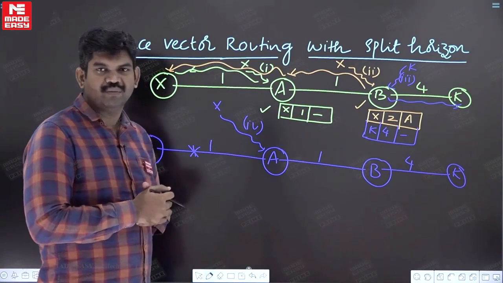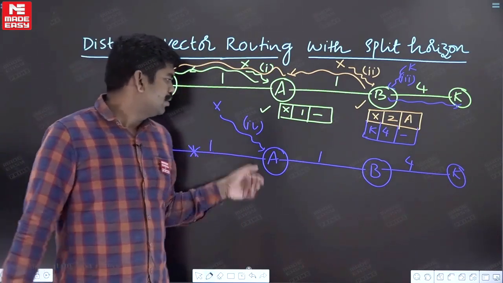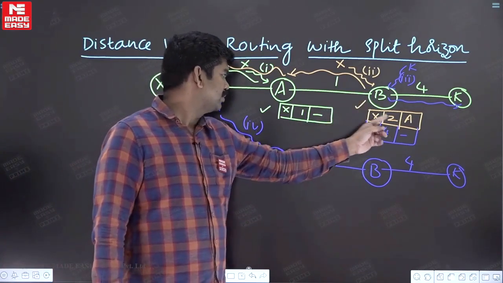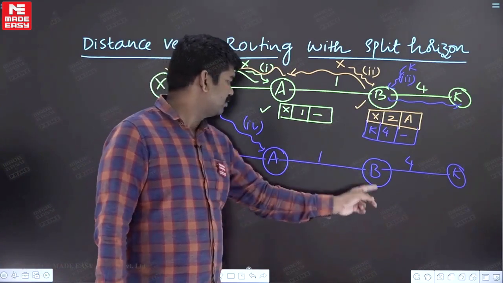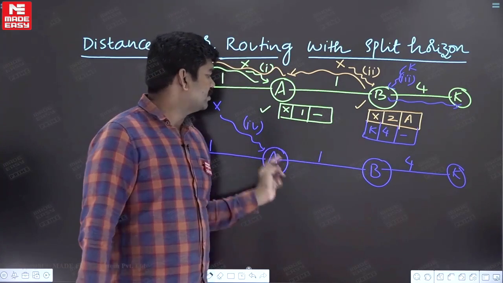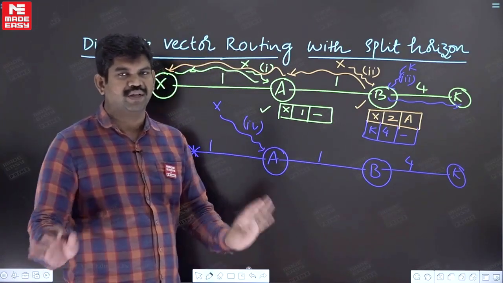So tell me what happened in the previous situation. Since the link is broken, the only neighbor is B. So B has told that I know how to reach X as 2. So 2 plus 1, 3. 3 plus 1, 4. 4 plus 1, 5. 5 plus 1, 6. And so on like that. And the packet is rotating in that way. So that is called an unstable state. That is what exactly happened.